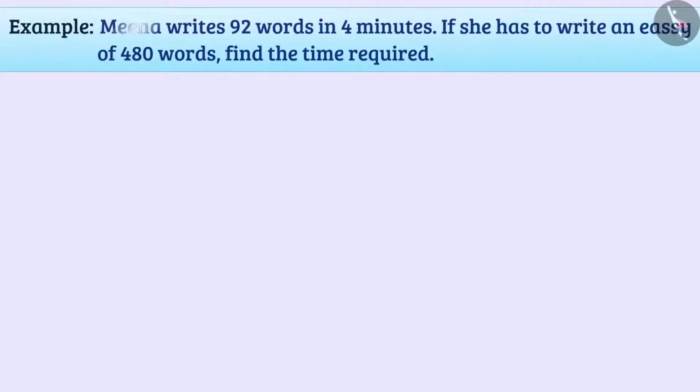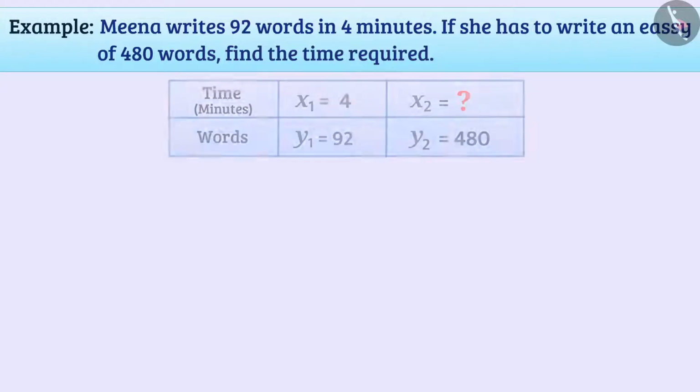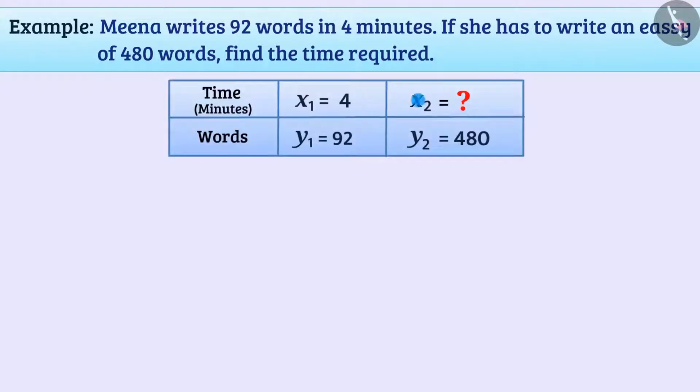Let us now see the next example. Meena writes 92 words in 4 minutes. If she has to write an essay of 480 words, find the time required. For the given situation, we can make a table like this, where x2 is the time required to write 480 words. We know that the time required will increase in the same ratio in which the number of words increase. So here, time is directly proportional to the number of words.